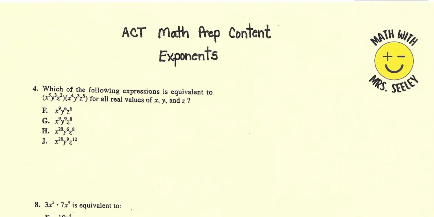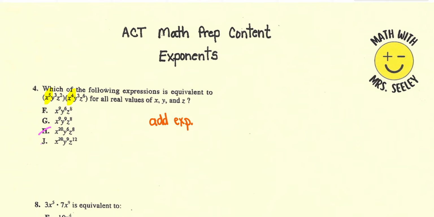So let's take a look at the first example. When you have two pieces or two items multiplied together, the rule is to add the exponents. So in this situation right here, the rule for your exponents is to add them. So I'm going to look at my x's, x to the fifth and x to the fourth. I'm going to add 5 plus 4 to get 9.